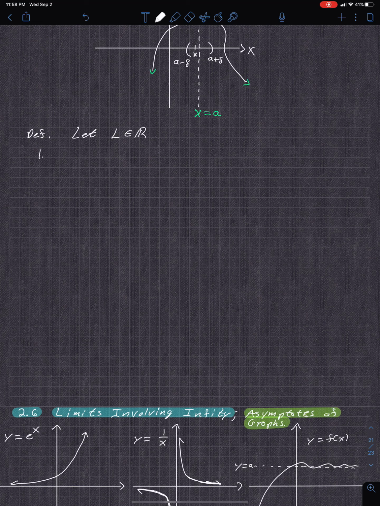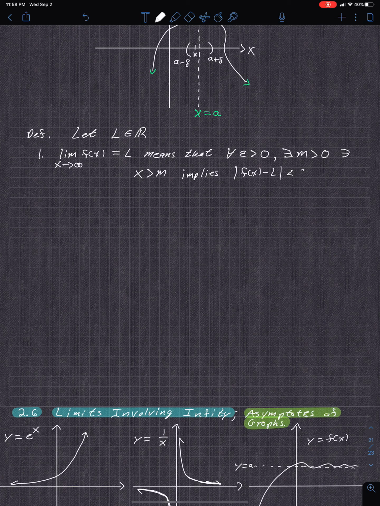So number 1, the limit of f of x as x approaches infinity equals L means that for all epsilon greater than 0, there exists an m greater than 0, that's like a large number, such that x greater than m implies absolute value of f of x minus L is less than epsilon.